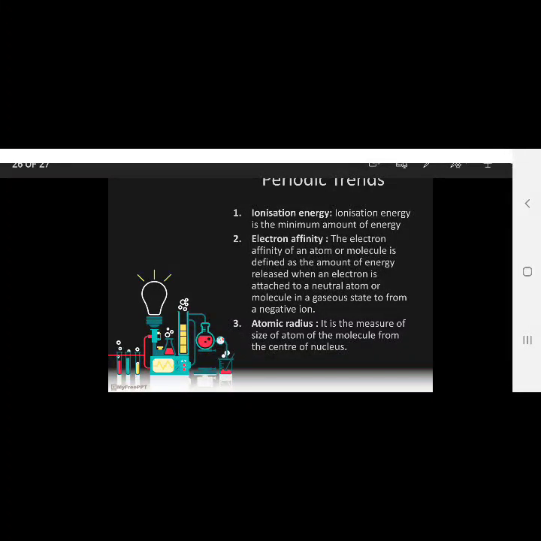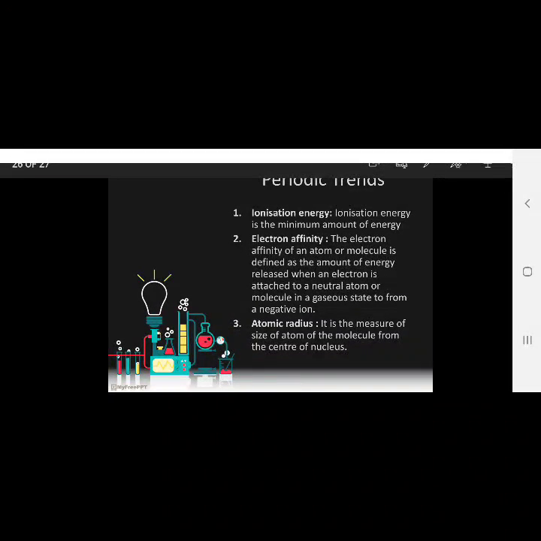The electron affinity of an atom or molecule is defined as the amount of energy released when an electron is attached to a neutral atom or molecule in the gaseous state to form a negative ion. Electron affinity generally decreases down a group of elements because each atom is larger than the atom above it. This is the atomic radius trend. Therefore, electron affinity decreases. Moving from left to right across a period, atoms become smaller as the forces of attraction become stronger.